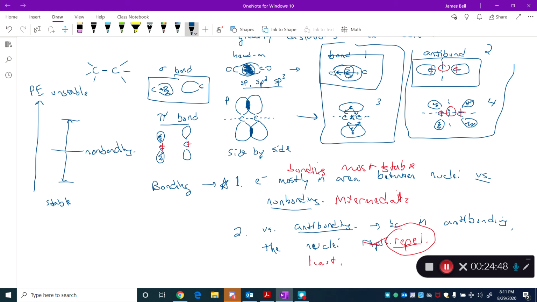So if I were to put electrons in both the bonding, which would make it more stable, and the anti-bonding, if I had electrons in both, then the instability associated with the antibonding would cancel exactly the stability associated with the bonding, and there'd be no energy difference between bonding and non-bonding.